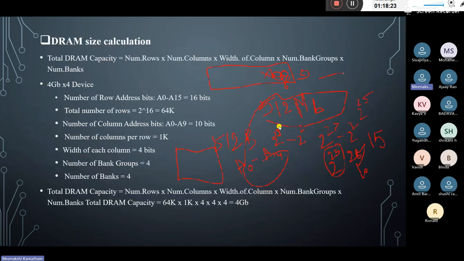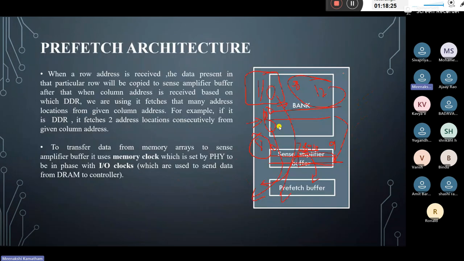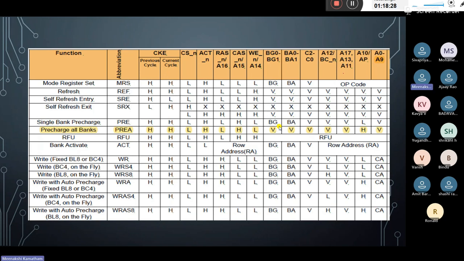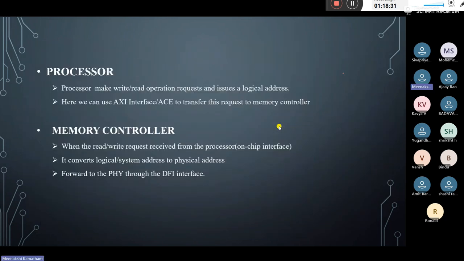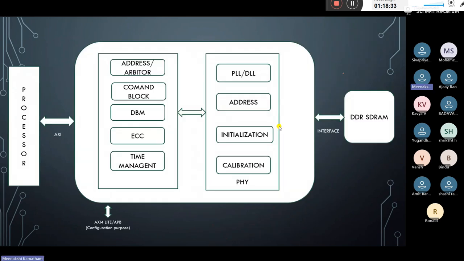Prefetch architecture is done, DRAM size calculation is done. The command table we will complete. Now the architecture: as I mentioned, the processor AXI transaction is initiated, and here is the controller block. We have the address and arbiter, command block, DBM block, ECC block, and timing management block. In the PHY block, we have PLL, DLL, address initiation, and calibrations; the timing and calibration things are mainly done in the PHY block. Then using the interface, we transmit.